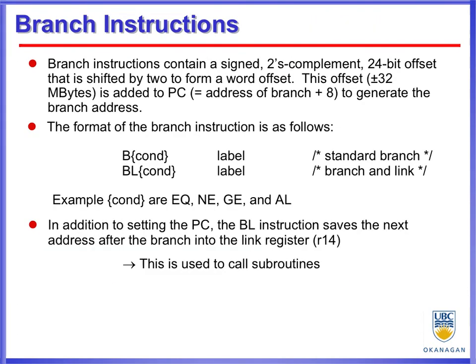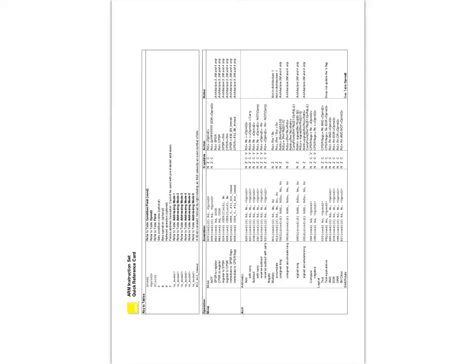To the end of this, I've got loaded here. There's two documents on Canvas. One is called the ARM reference, and it's a 3-page document.